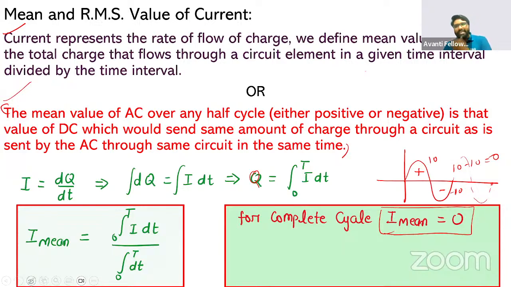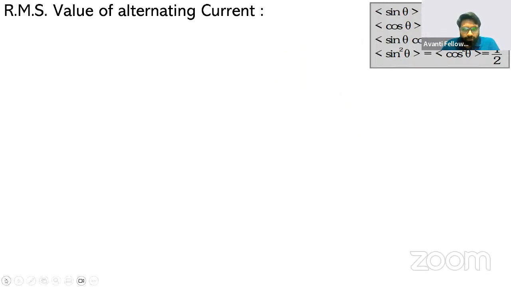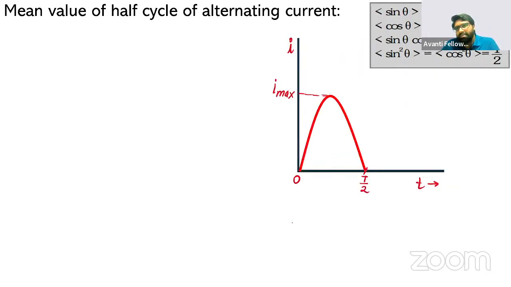So we always calculate the mean value of current for a half cycle. Okay. So now we will do that for a half cycle. What is the mean value of current? Here I have mentioned some references so that you do not worry about how I have taken it.